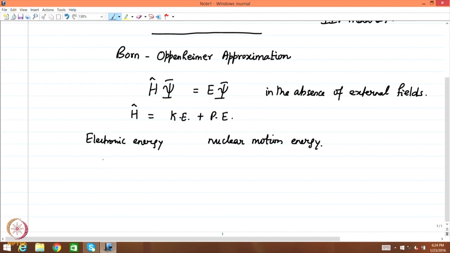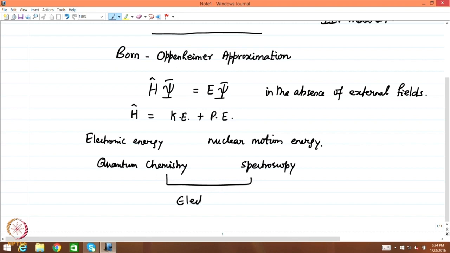The electronic energy essentially leads to what we know today as quantum chemistry, the study of electronic energy, potential energy surfaces for fixed configurations of nuclei. And then the nuclear motion energy, which is essentially what we call molecular spectroscopy. And the link between the two will turn out to be electronic spectroscopy. We shall see that in this lecture.